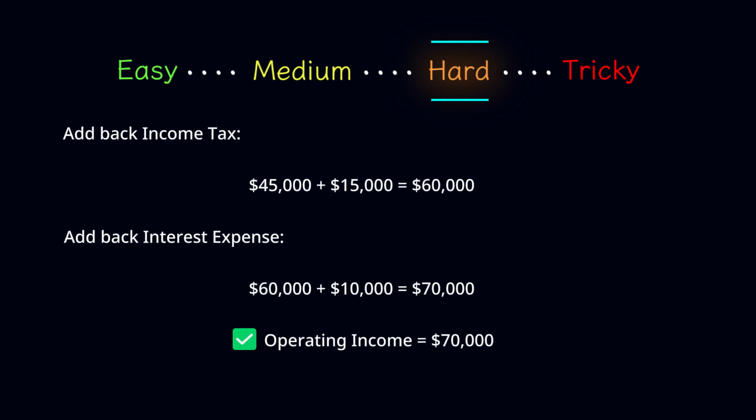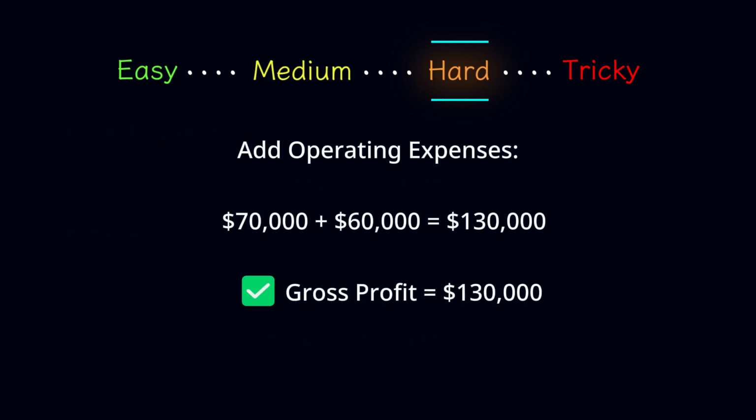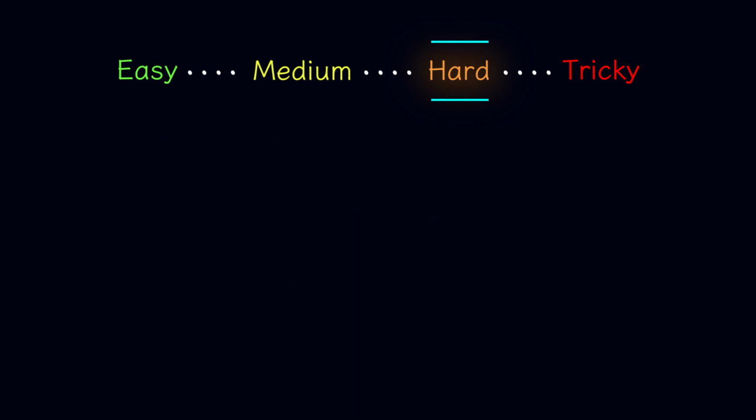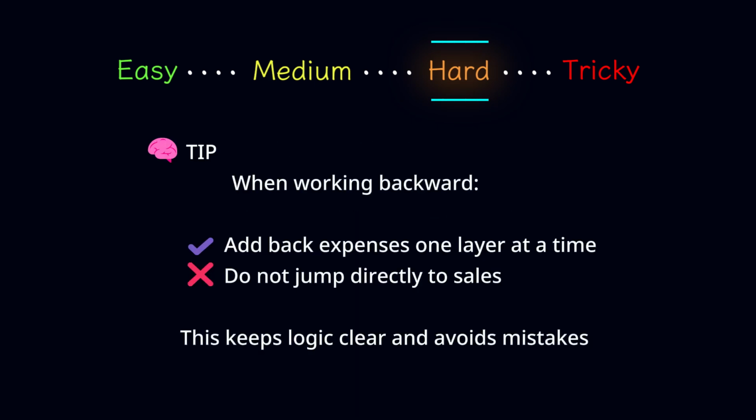Add back interest expense. 60,000 plus 10,000 equals 70,000. That is operating income. Now add operating expenses. 70,000 plus 60,000 equals $130,000. That is gross profit. Exam tip. When going backward, add expenses back one layer at a time. Never jump directly to sales.